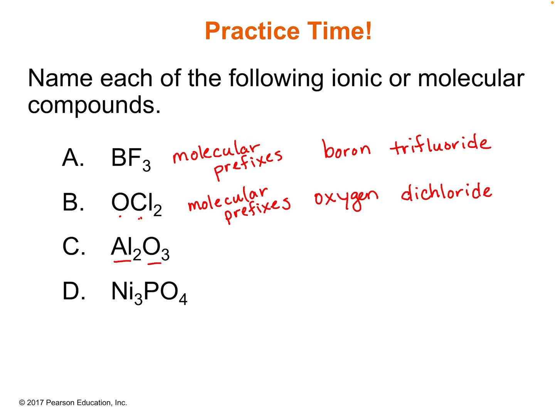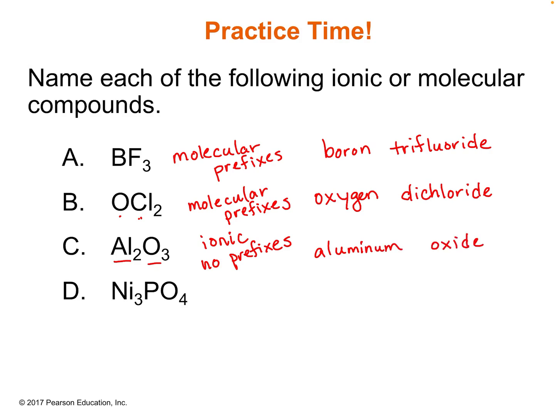So now we have aluminum and oxygen. So aluminum is a metal, therefore this is ionic. Okay, so we will not use prefixes. So we will just name this, right? It doesn't matter what the numbers on the bottom are now when it's ionic, so we will just name this as aluminum oxide.